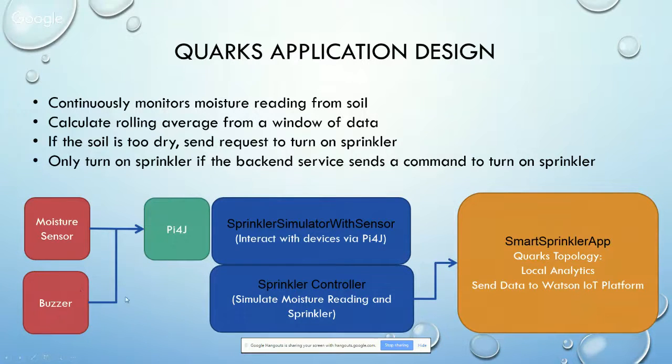For the backend services, all the readings we collect locally, and then for the backend services, we use Quarks to collect this information and send information to the Watson IoT platform. So next, we're going to look at the code and see what we have done.